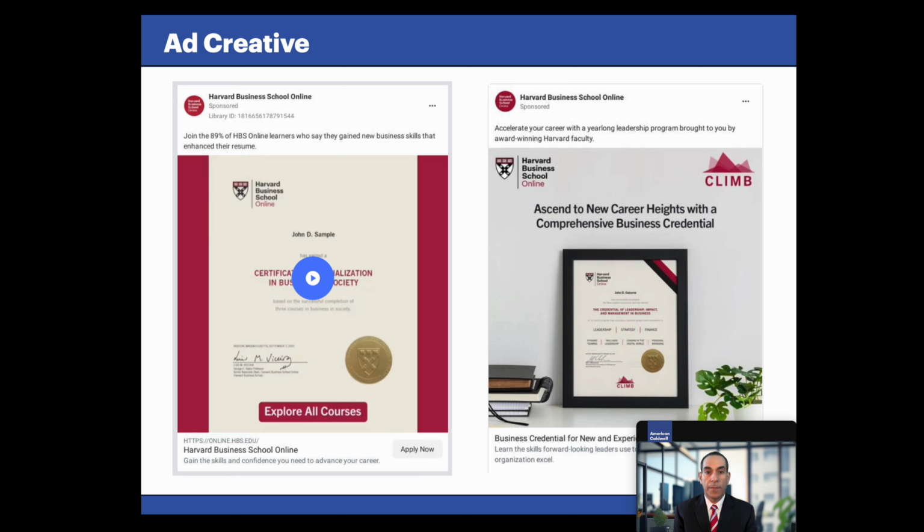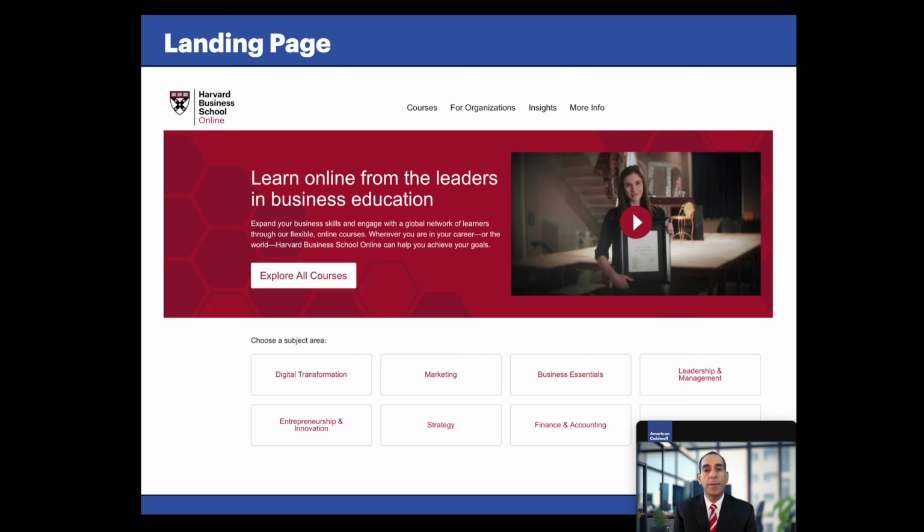And then coming back to Harvard's landing page, again, they give you a lot of choices here to look around and kick the tires, not necessarily a funneled, focused landing page.